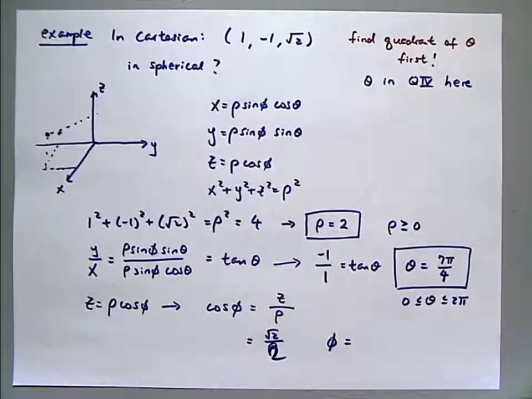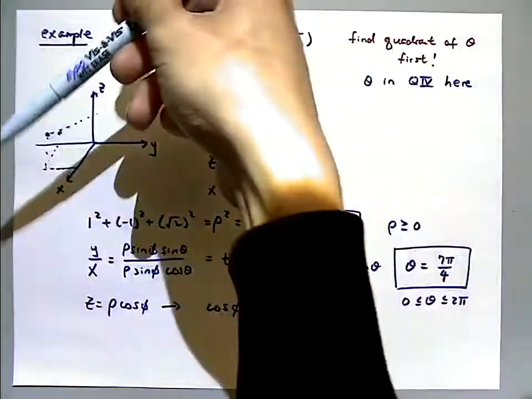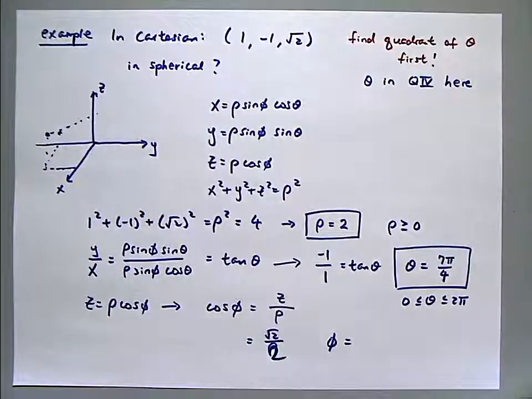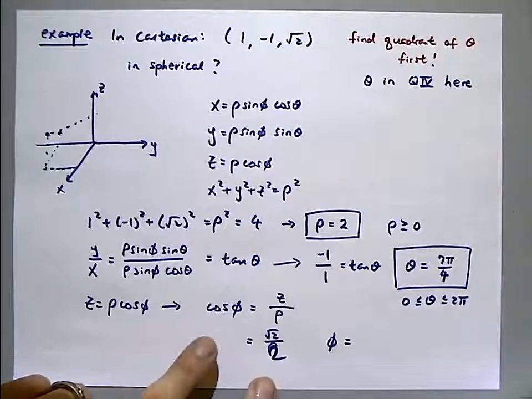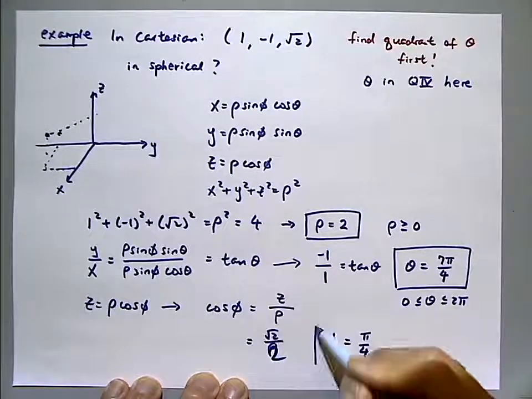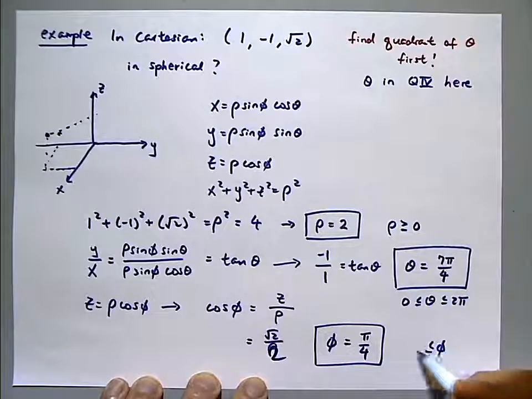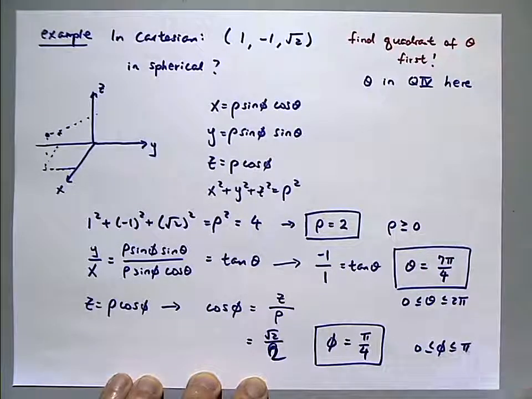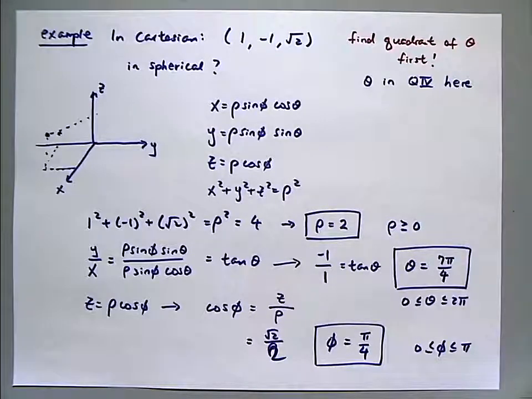And we expect phi to be between 0 and pi because it's above the xy plane. If it goes below the xy plane, then we expect it to be greater than pi. Okay, so here we can see that phi clearly has to be pi over 4. Once again, remember, phi is allowed to roam between 0 and pi. All right, so that's the basics of that coordinate system.